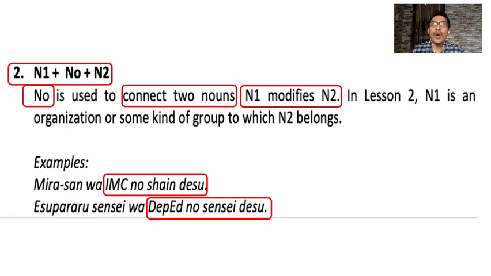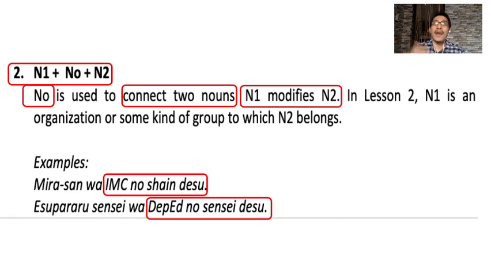Nihon no car, for example, kuruma. Nihon no kuruma. So which means it's a Japanese car. America no kuruma. Ford wa America no kuruma. So Ford is an American car.